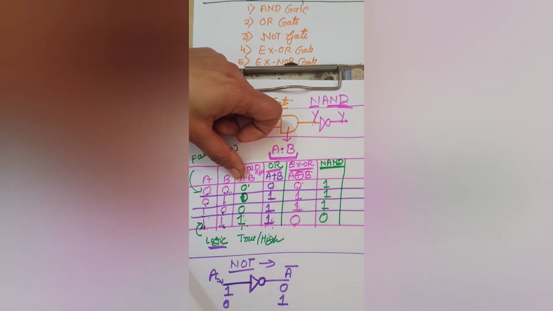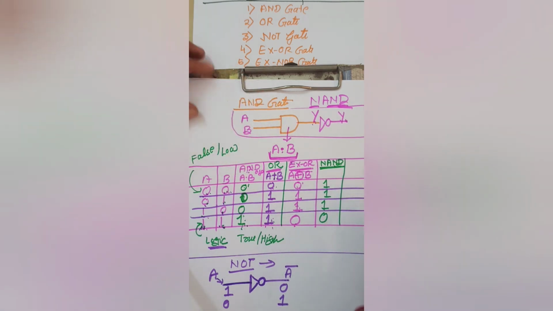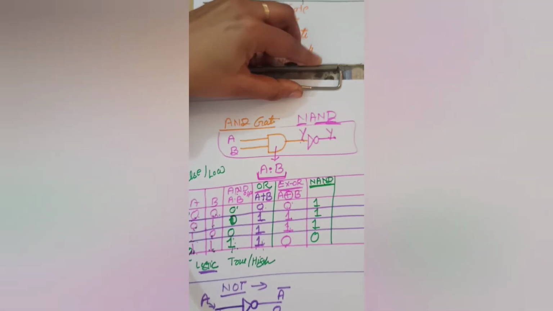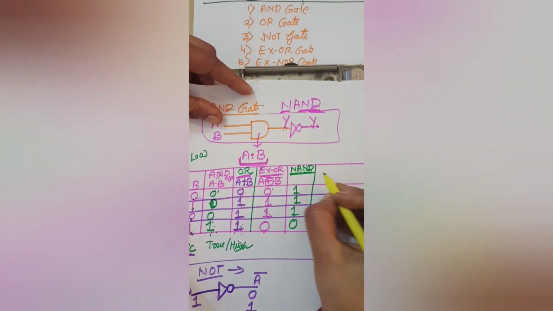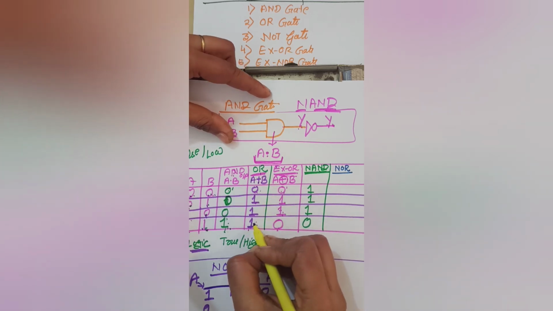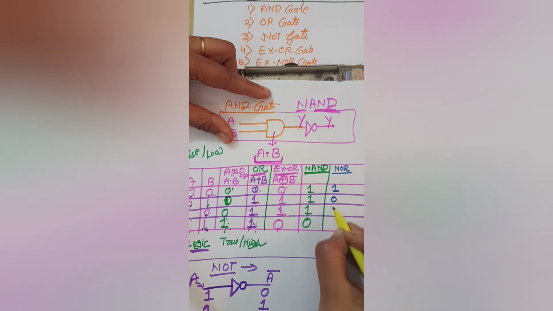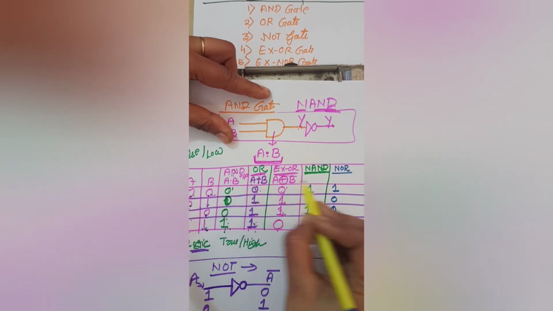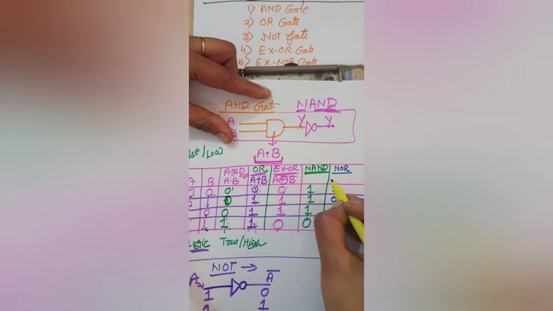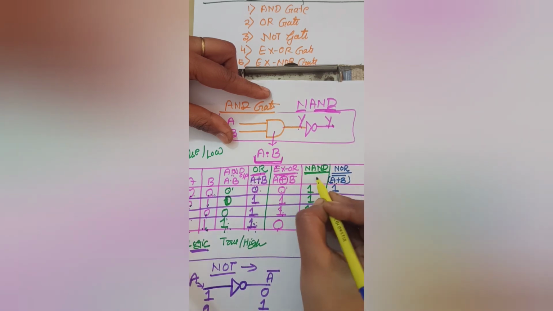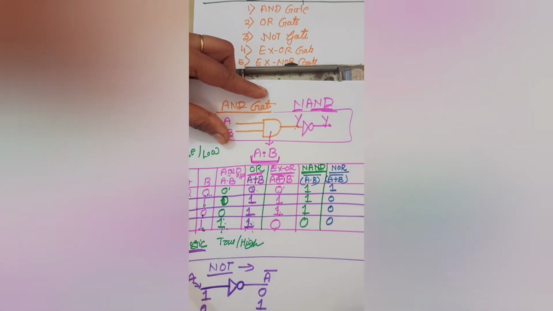The complementary version of the AND gate output. Similarly, in case of NOR gate, check out the output of OR gate and do the complementary version. 0 1 1 gives me 1 0 0. This is the complementary output, and I can show this complementary output as A plus B whole bar. Similarly, at the AND gate, this is A and B whole bar, right?